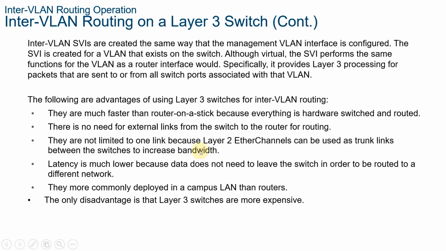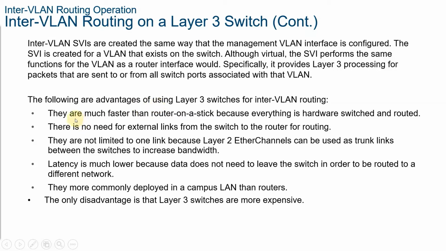Inter-VLAN SVIs are created the same way that the management VLAN interface is configured. So the SVI is configured or created for a VLAN that exists on the switch. Although virtual, the SVI performs the same functions for the VLAN as a router interface would. Specifically, it provides layer 3 processing for packets that are sent to or from all switch ports associated with that VLAN.